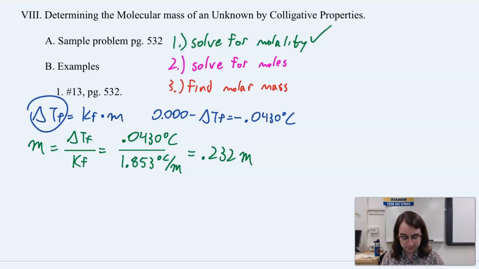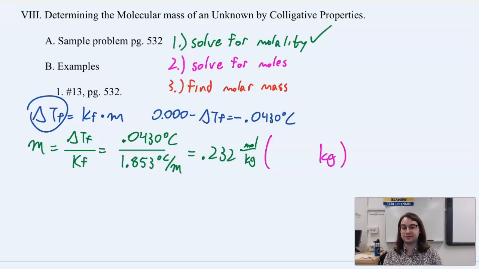Now we need to solve for moles. So remember that molality is moles over kilograms, right? So that means we need to somehow multiply molality by a value that's going to give us just moles. So if we were to rewrite this, just for this problem, remember that it's moles over kilograms. We need to find a way to multiply our molality by something that is in kilograms.